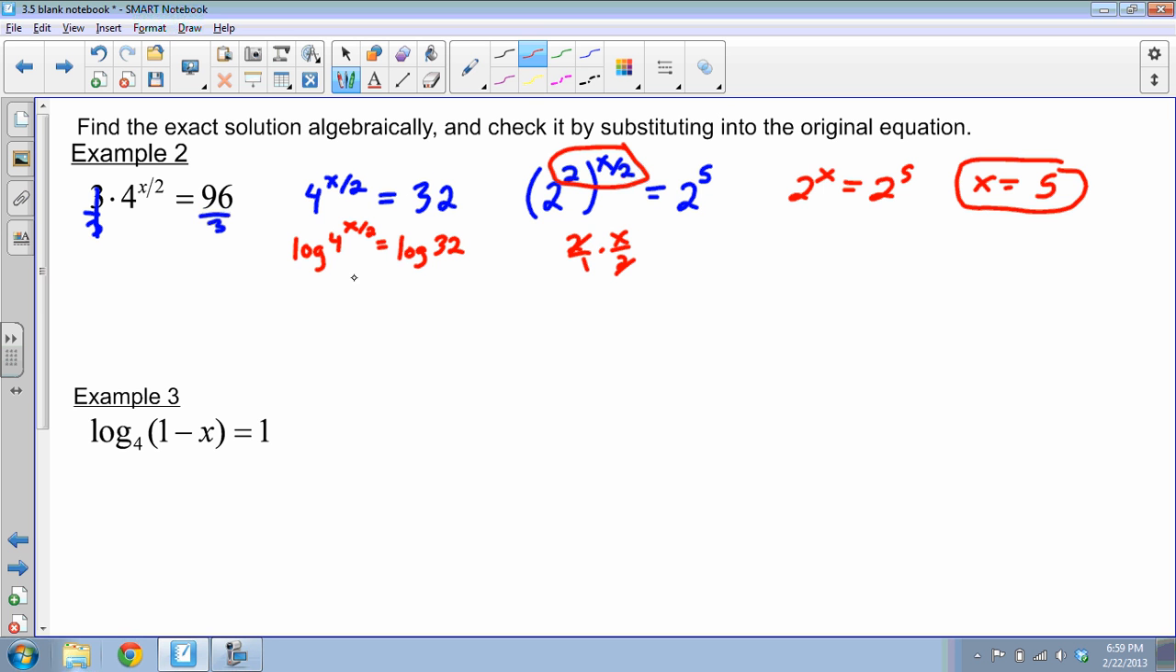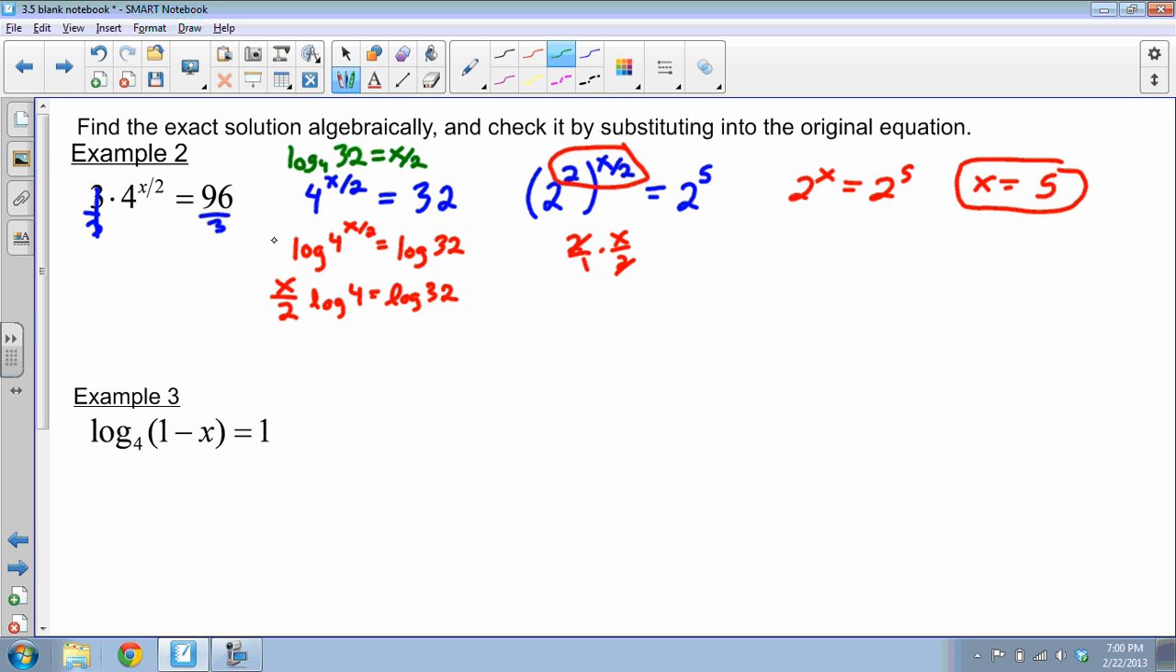And to do that, you're going to end up using your calculator. You'd move this x over 2 in front, and end up dividing by log of 4 over here. Another thing you could do is write this as a logarithmic expression. This first thing that we had, we could say that this is log with a base of 4 of 32 equals x over 2. And we're going to end up with the same thing, log of 32 over log of 4. And then you'd multiply that answer by 2. See how there are multiple ways to do it.